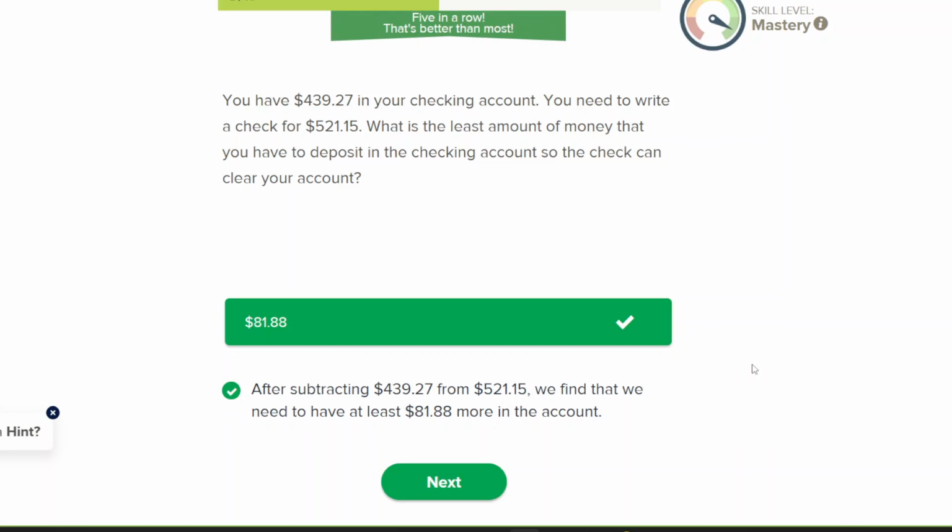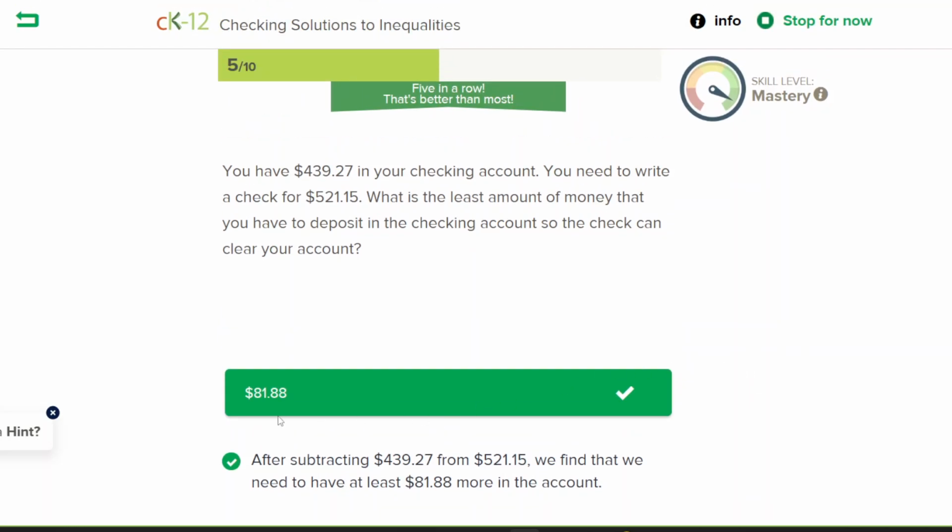Wonderful. I'm glad they're doing that here, because it is important to put the correct units on your numbers. Units give numbers meaning, and this is a dollar amount. Wonderful.